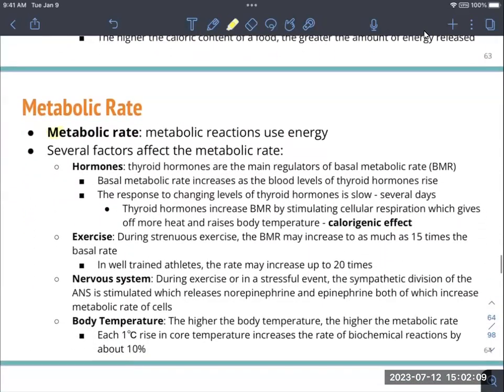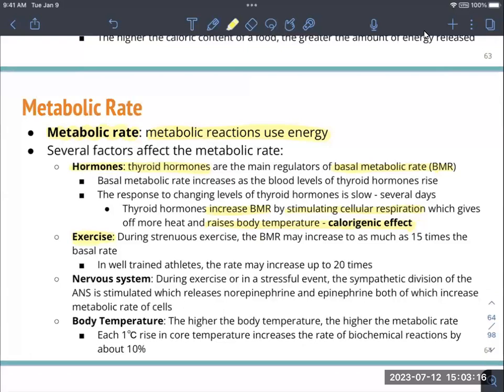Then comes in our metabolic rate. This plays a role in how many calories your body can use. Your metabolic rate is all of these different reactions that use energy. Your hormones, like your thyroid hormone, are going to be a big player in this, because your thyroid hormone actually sets your basal metabolic rate, how many calories your body burns at rest. This basal metabolic rate increases the blood levels of thyroid hormone. The response to this change in levels of thyroid hormone is very slow. It takes time. So thyroid hormone increases that basal metabolic rate, and it does this by stimulating cellular respiration, so how much ATP your cells use, and it raises your body temperature, which is the calorigenic effect.